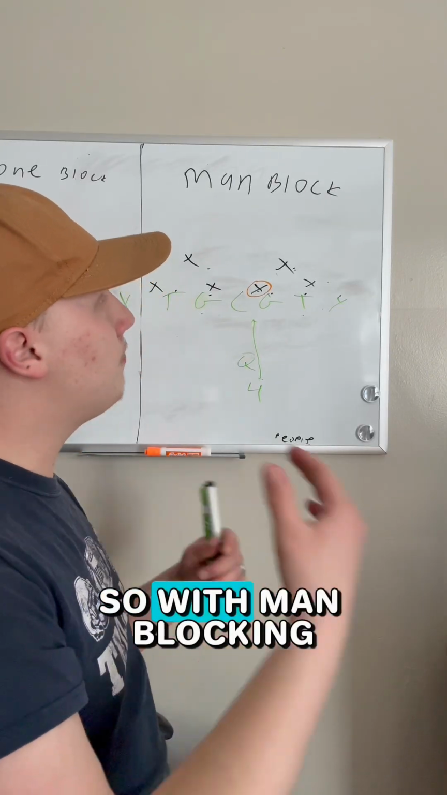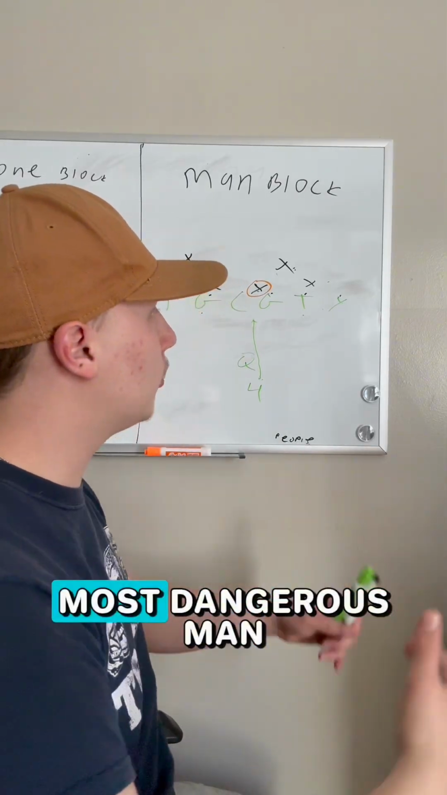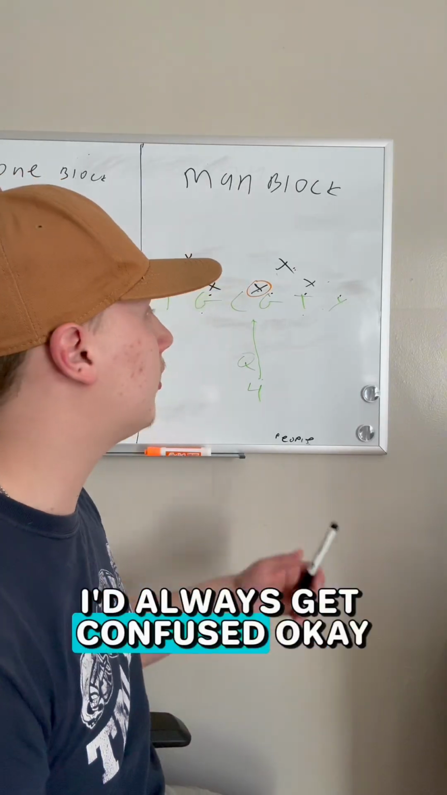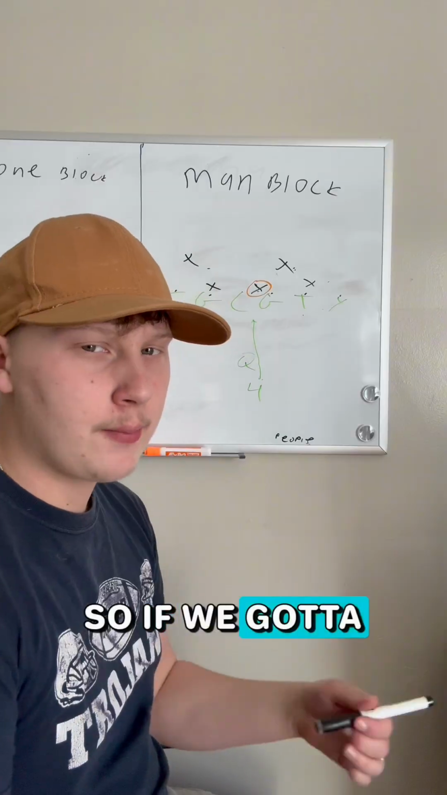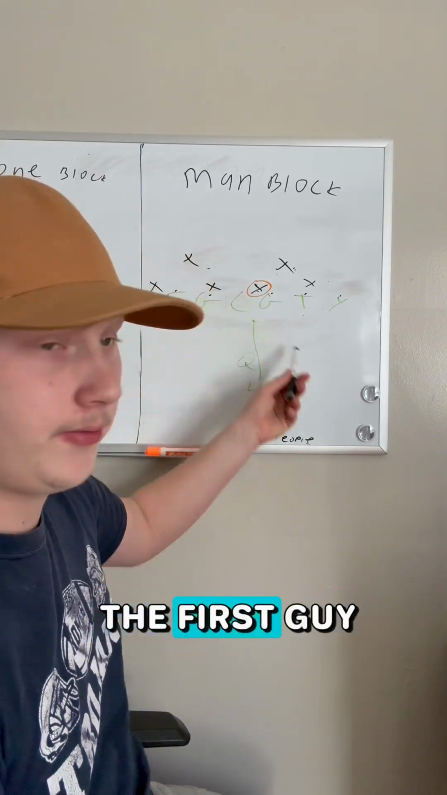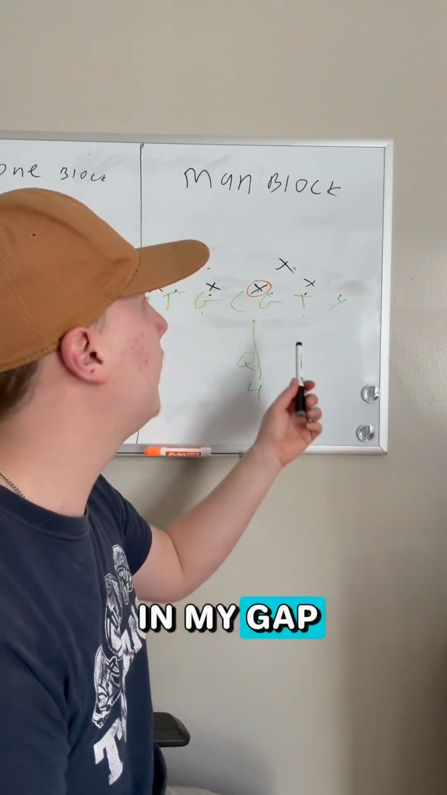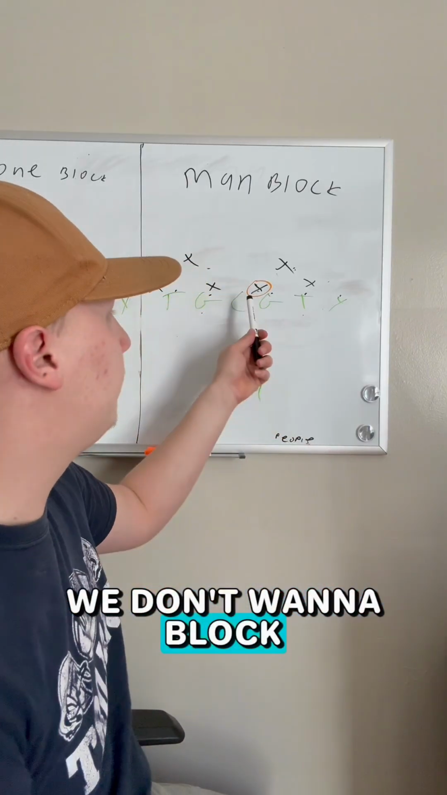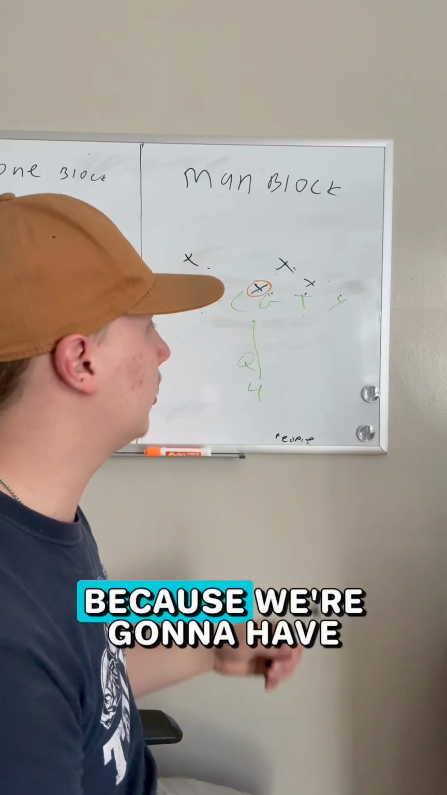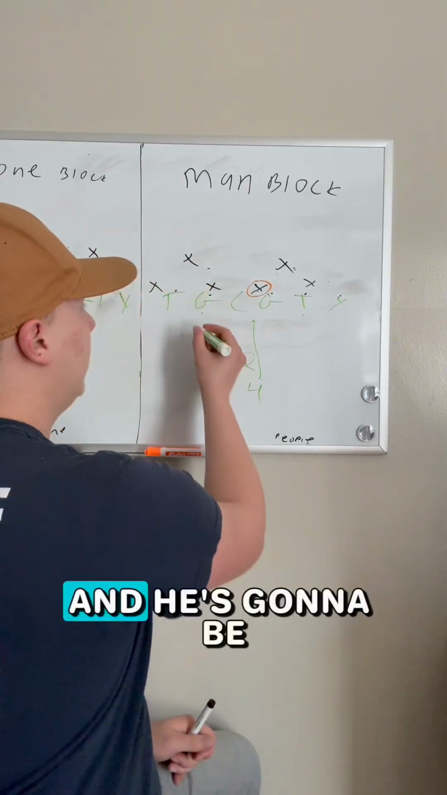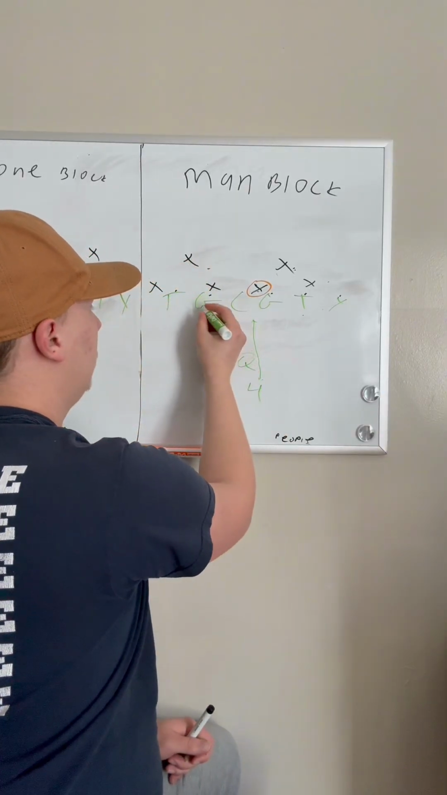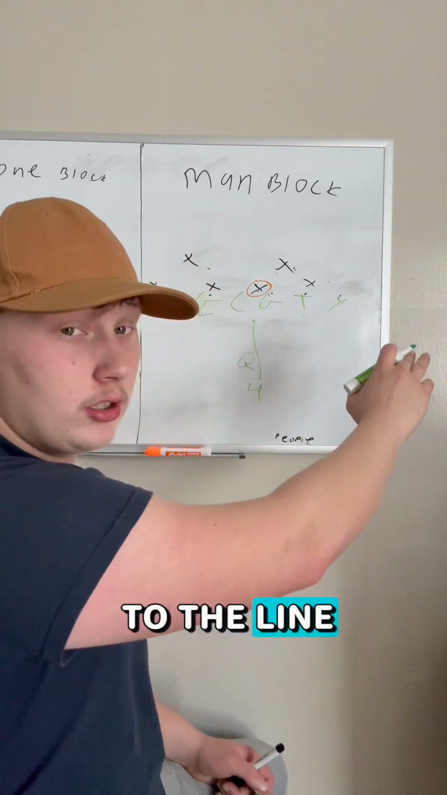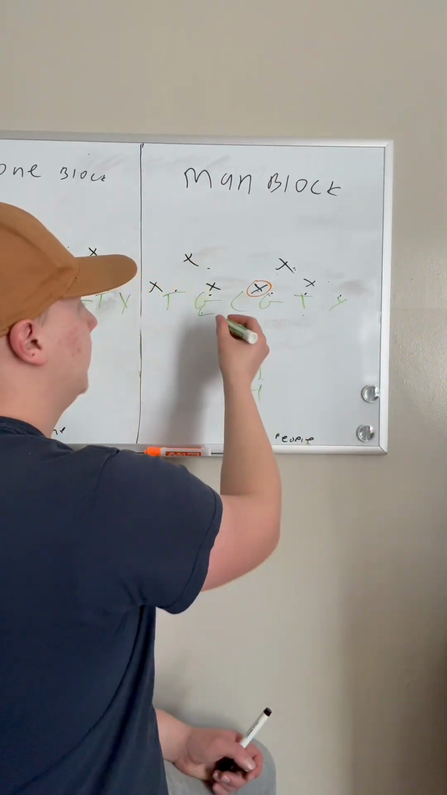So with man blocking, we always taught, get the most dangerous man. And I always saw in coaching and as a player, I'd always get confused. Okay, so if we got to block the most dangerous guy, I would always block the first guy that was in my gap, or my man. But in this instance, we don't want to block this man. We want to leave him because we're going to have a backside pull, and he's going to be kicking him out. So this guard, as a pulling guard, you want to stay close to the line, take your proper steps.